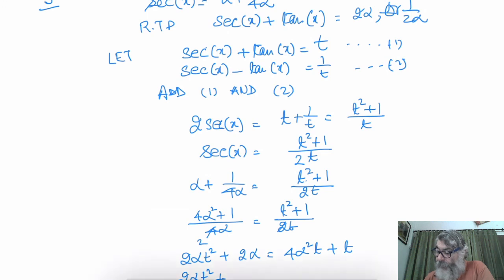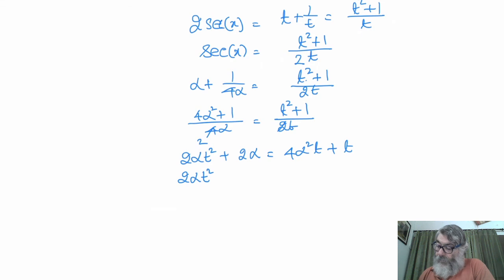Minus 4 alpha squared t minus t plus 2 alpha is equal to 0.